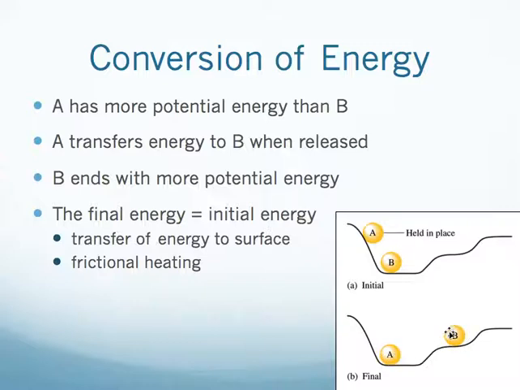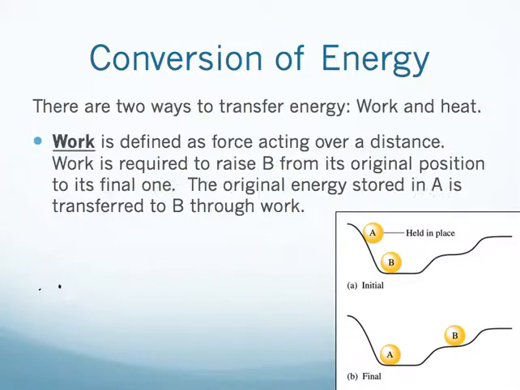And then if you look, B ends up higher in terms of position, so it has gained potential energy. So what potential energy was originally in A is now held by B, minus a little bit of friction or energy loss to the surroundings.